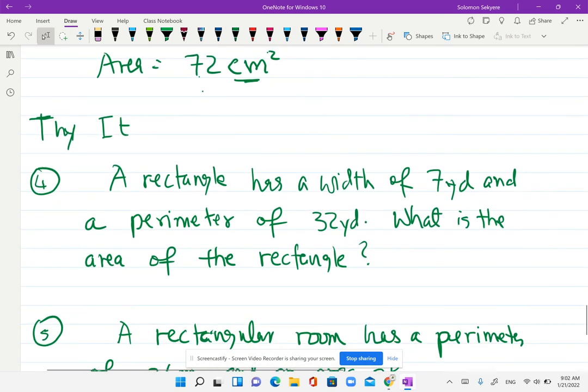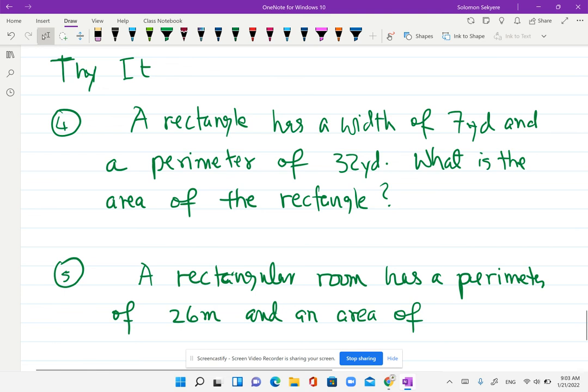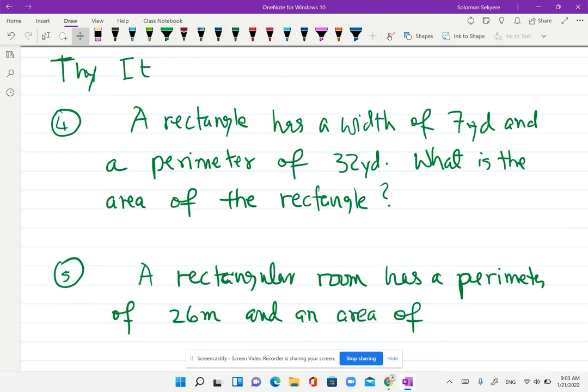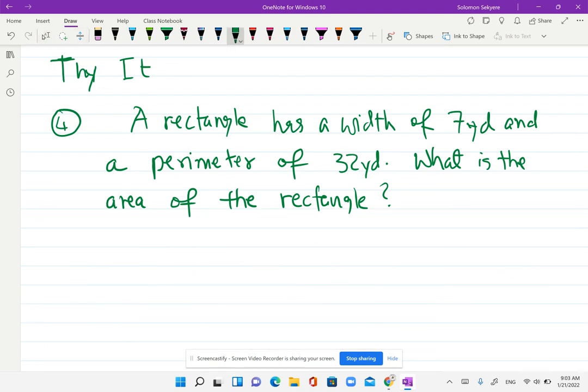What about this one? Try this. Try it. You have a perimeter, you have a rectangle, the width is 7 yards, the perimeter is 32. What is the area of the rectangle? Pause it, review the video, and see what you get.